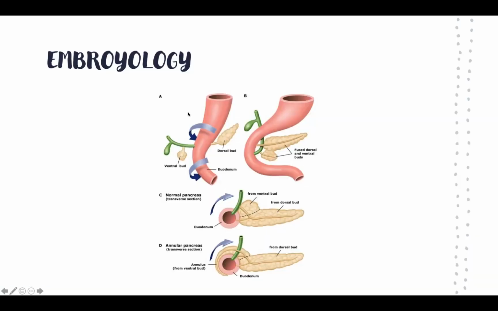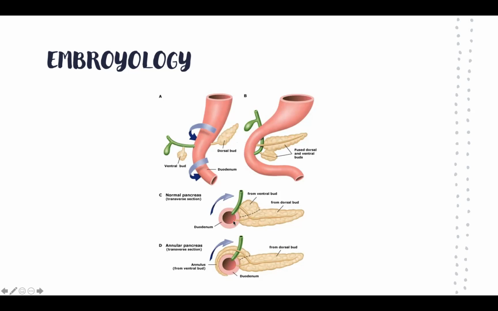So when we think about the embryology, or how the pancreas started off, here we've got the duodenum, and here's the foregut as it starts off. Here we've got the gallbladder, the cystic duct, and the common bile duct. We've got the ventral bud and the dorsal bud. So there's two sides. The ventral bud swings around and connects with the dorsal bud, and it fuses to form what we know as our pancreas.